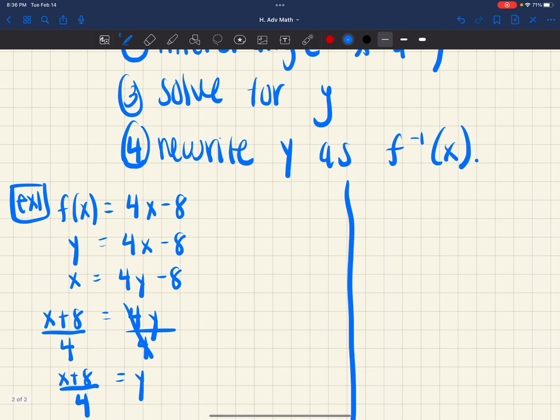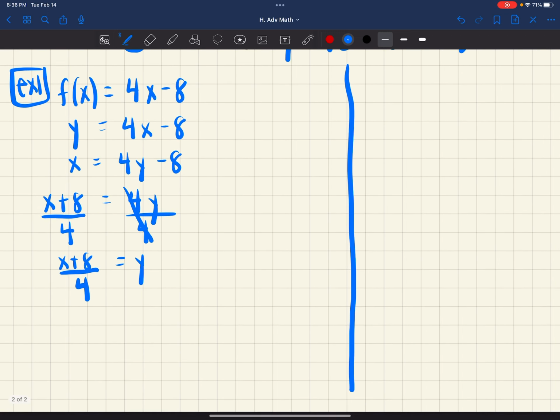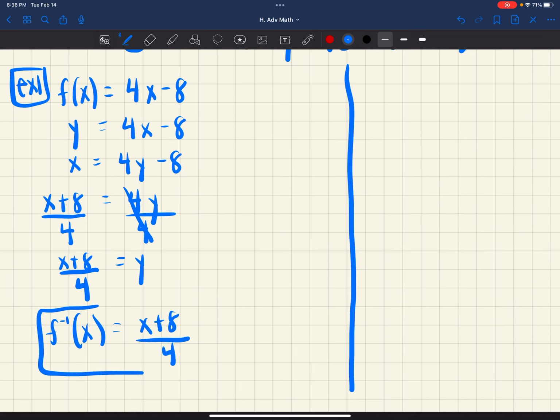Now that you have solved for y, you're just going to rewrite y with your function notation. So you're going to say f inverse of x is equal to (x plus 8) over 4. And that is the inverse, the undo or the reverse function of your original function.